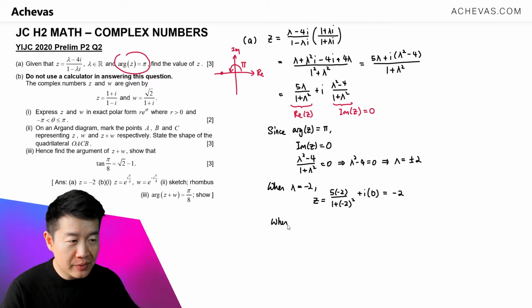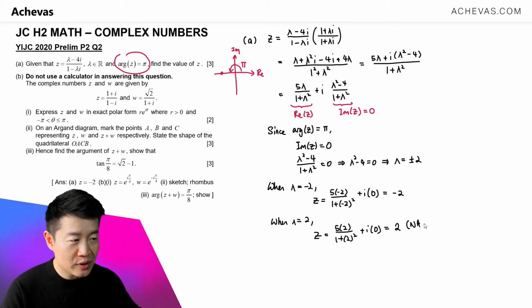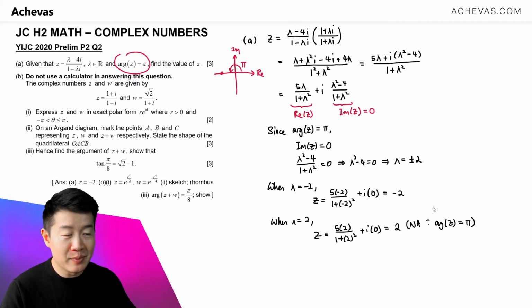What if lambda is equal to 2? Then z will be 5 times 2 divided by 1 plus 2 squared, plus i of 0 once again. And this, we are going to be getting a positive 2, and this is not going to be the value of z that we're going to be considering. So this is not applicable, and the reason is because the argument of z has to be equal to pi. So we have only one single value for z, and that is minus 2.